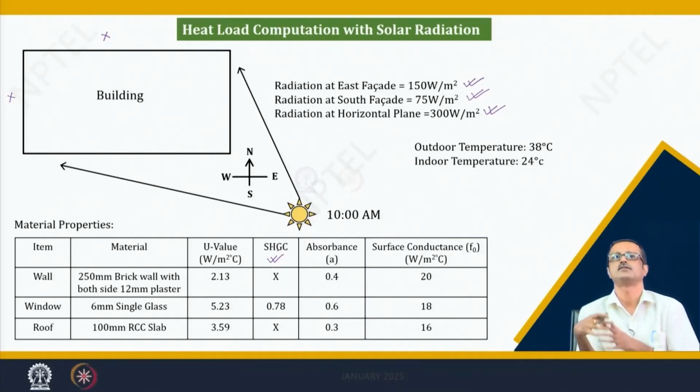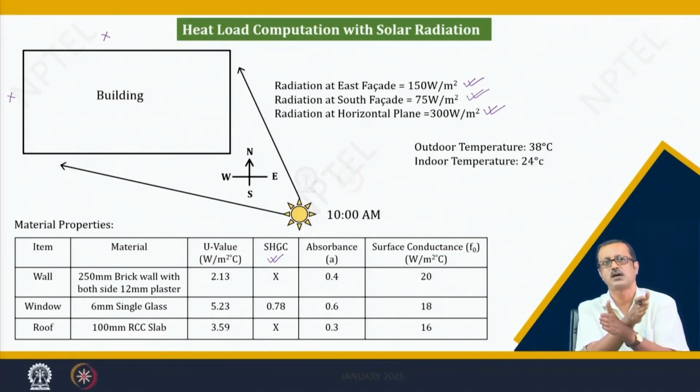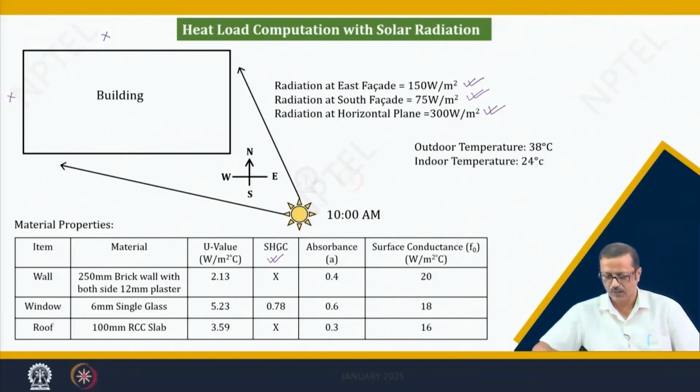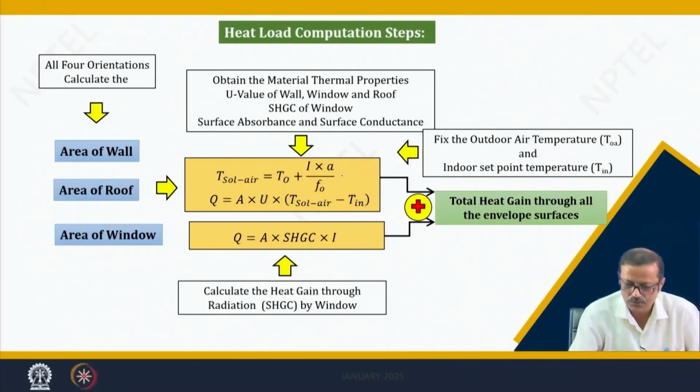From there I have to find out the solar air temperature, which is actually the temperature of the outside wall surface, and the heat conduction will take place not because of the outdoor temperature, but because of the outdoor surface temperature. So, I have to go to a new flow chart, where I first compute the solar air temperature by virtue of this equation.